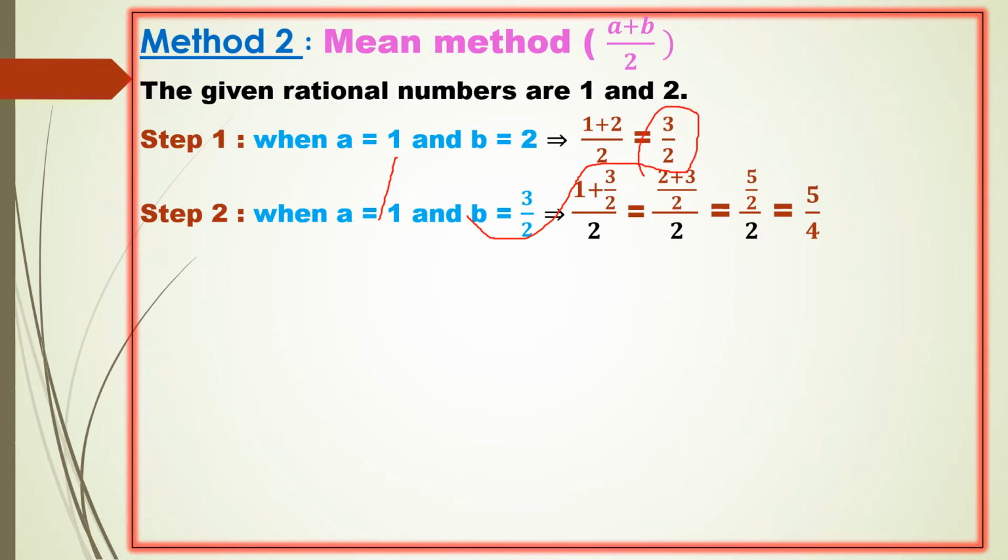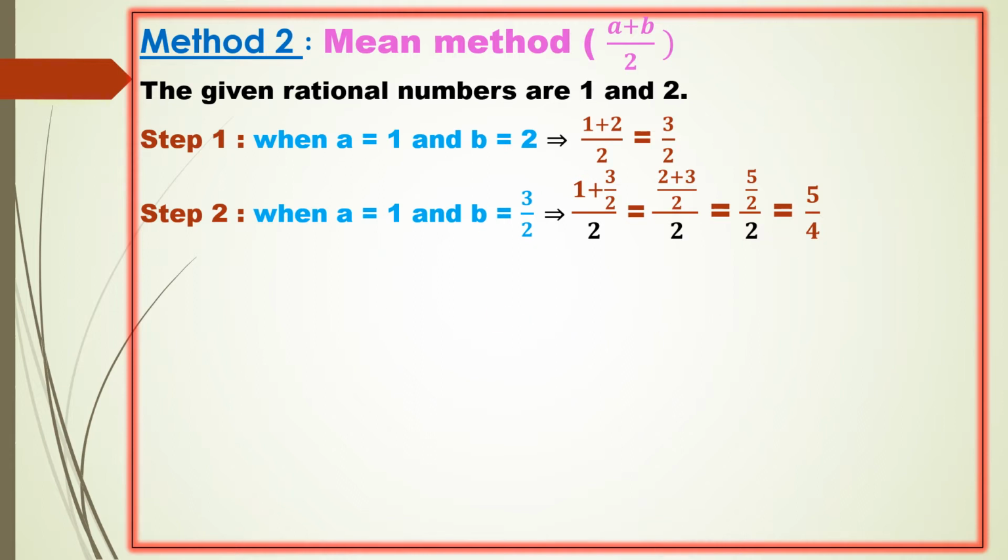So now you should find out the average of this a and b. Substitute in place of a 1 and in place of b 3 by 2. Take the LCM because if there is plus or minus in between two rational numbers, you should compulsorily take an LCM. Apart from plus or minus, if you have multiplication and division, you should not do LCM because multiplication and division will not separate the terms. So if you take the LCM, you will get 5 by 2, and this 2 is multiplied with this 2. So you will get 5 by 4. Now in the next step same, a will be 1 only, but your b will be this 5 by 4.